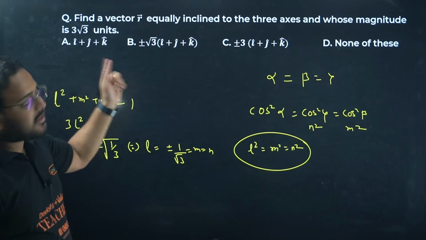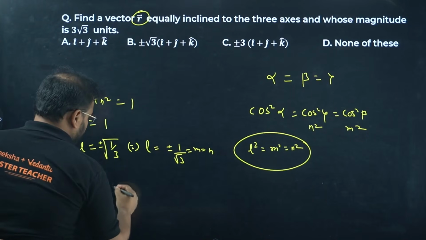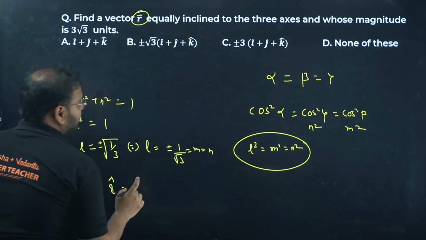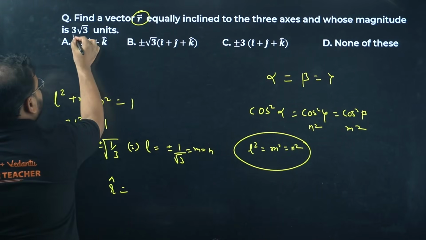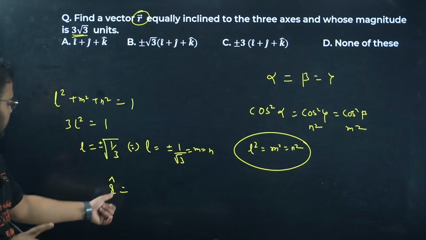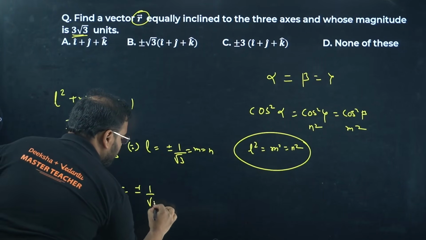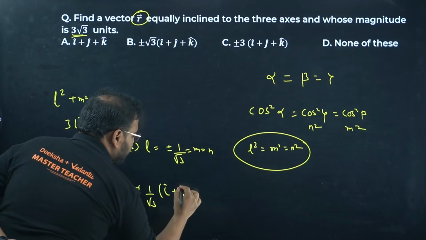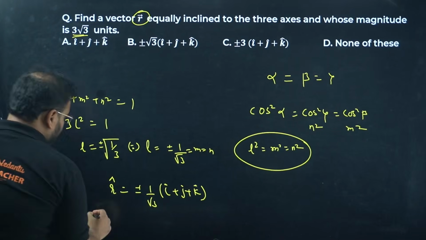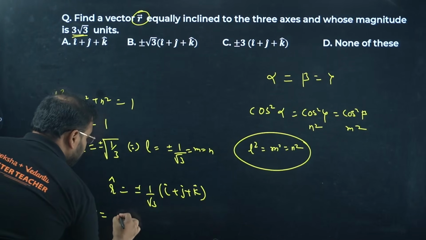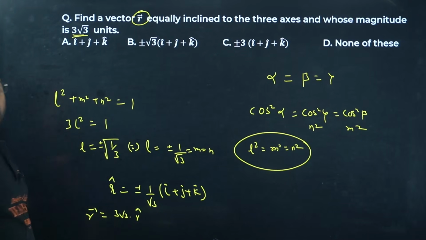I'm looking for the vector. So what I'm going to get, of course, is the vector r cap first. They have mentioned the magnitude later. We'll write that later. Right now, let's find r cap. So we'll write this as plus minus 1 by root 3 times i, j and k. Now we want to find the r vector. So write this as, what is the magnitude? 3 root 3 into r cap.